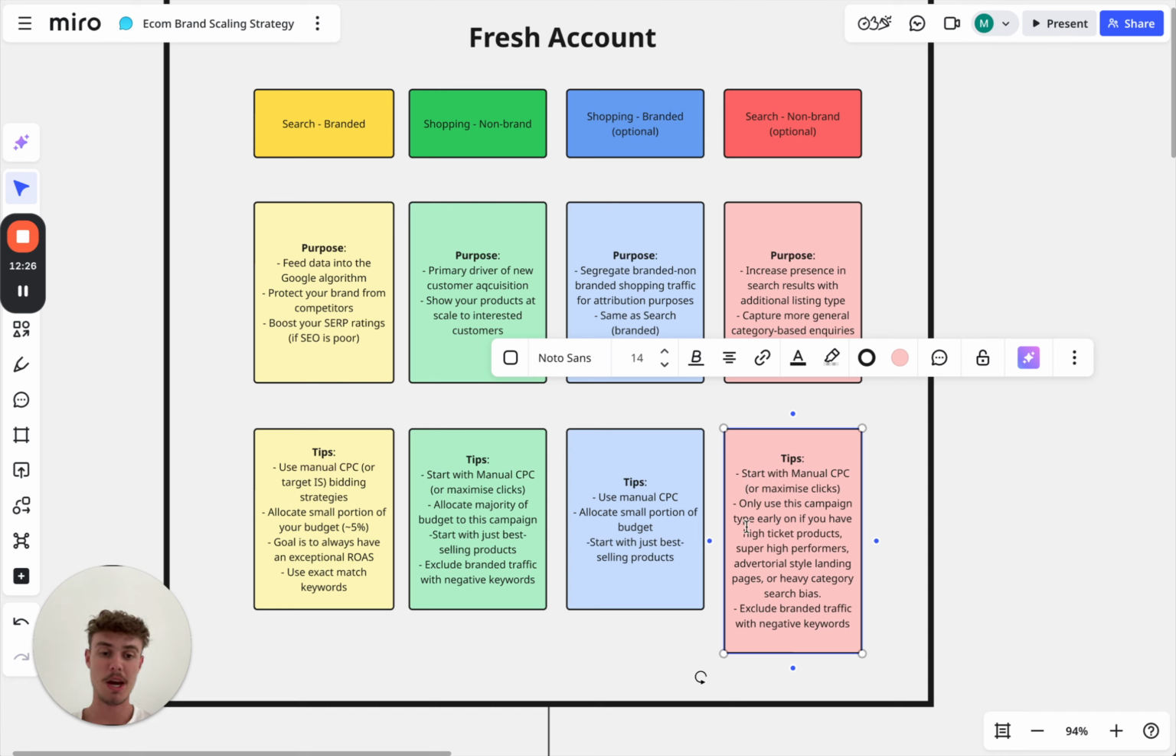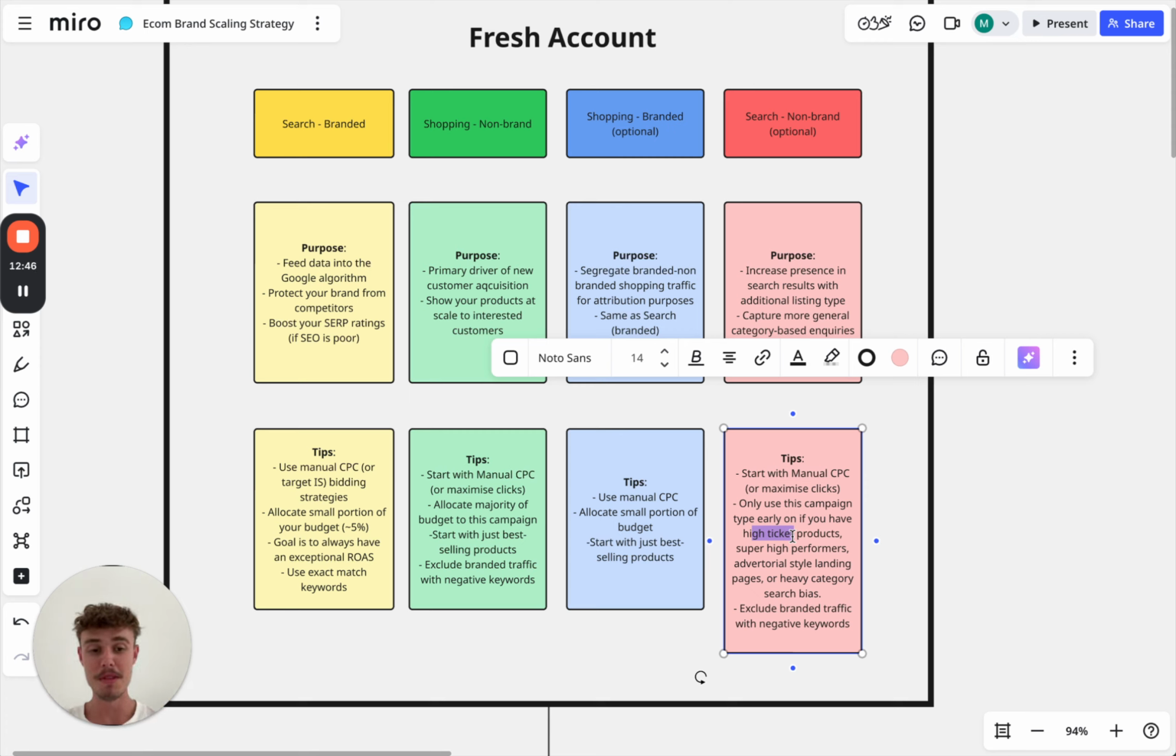Only use this campaign type early on if you have high ticket products. That's another good case for it, right? So if someone is searching for, for example, a greenhouse, obviously a high ticket product, $500 and upwards, people typically want to browse. They typically don't know exactly what they expect. And you also often just perform better with search ads for high ticket products.